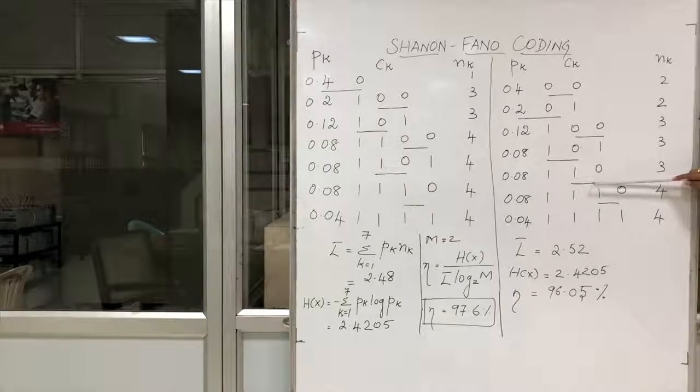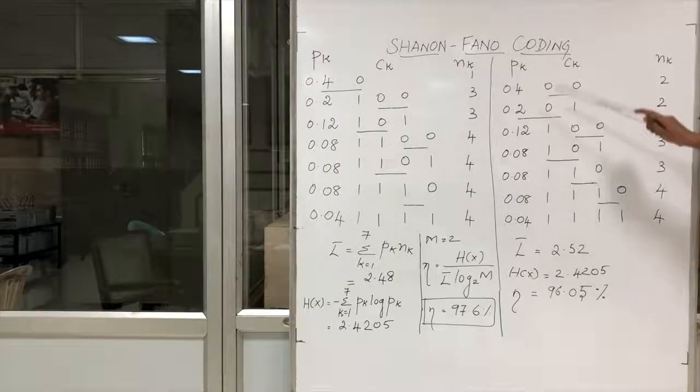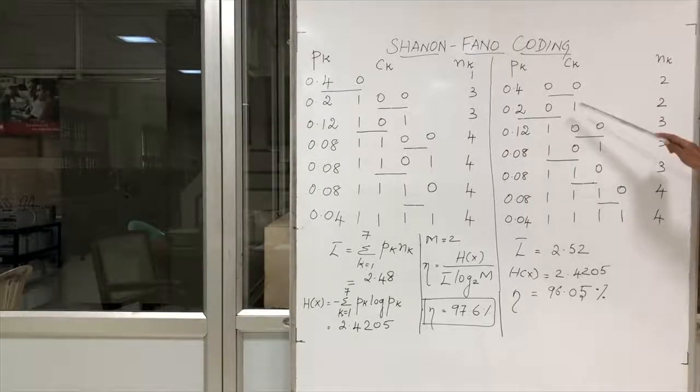So the division has been done over here, and to this division you have assigned a 0, to the next portion it is 1. This is a single message, so the coding for 0.08 is 110. Now concentrating on the remaining two messages, following the same procedure, to one message it is 0 and to the other message it is 1. So the coding procedure is over, and we have written the number of bits present in every code word.